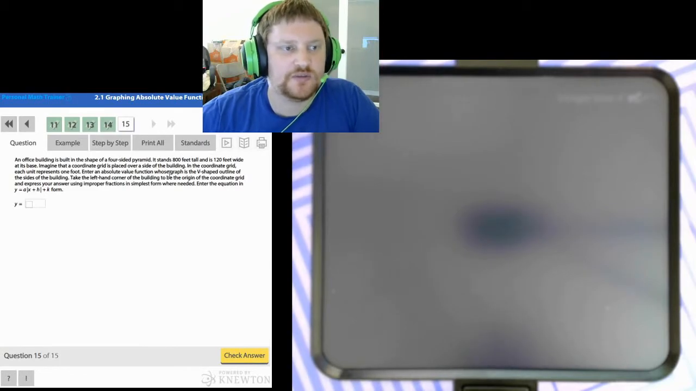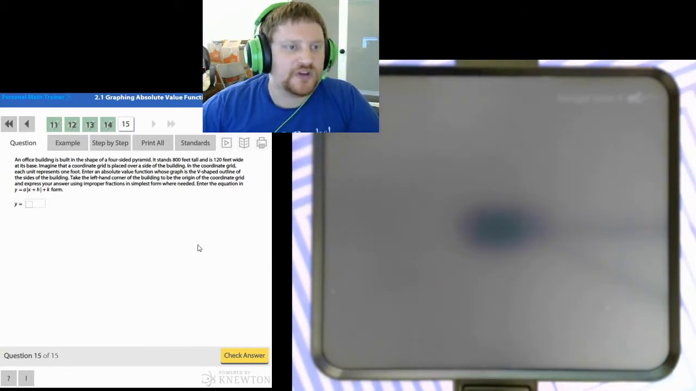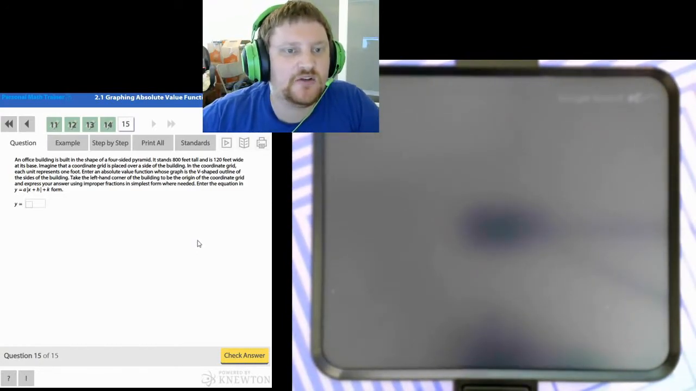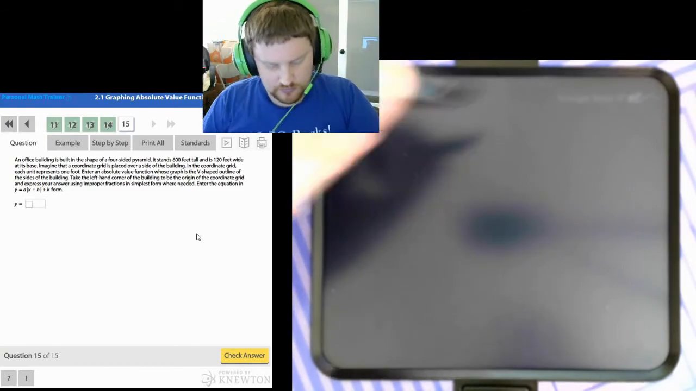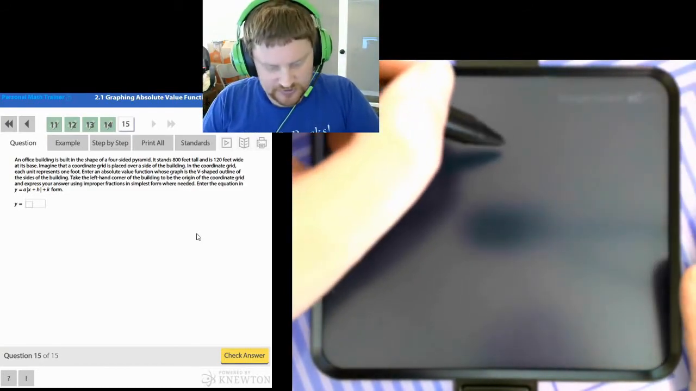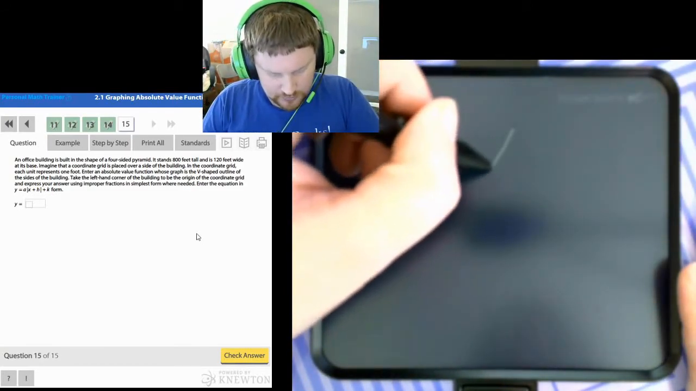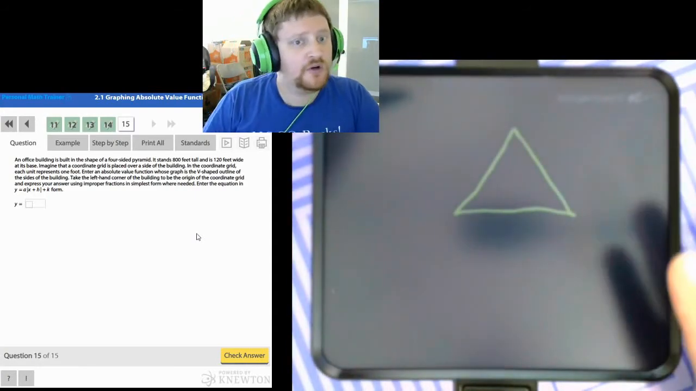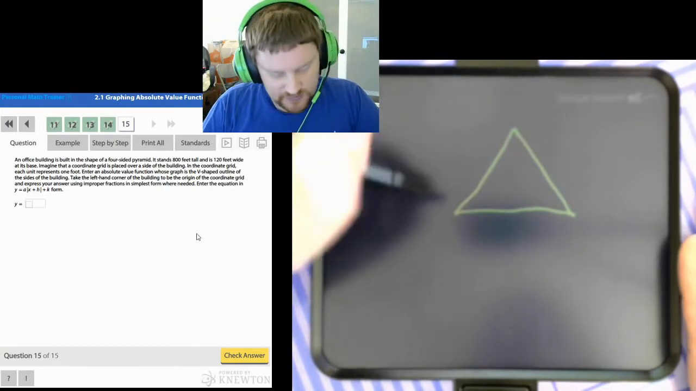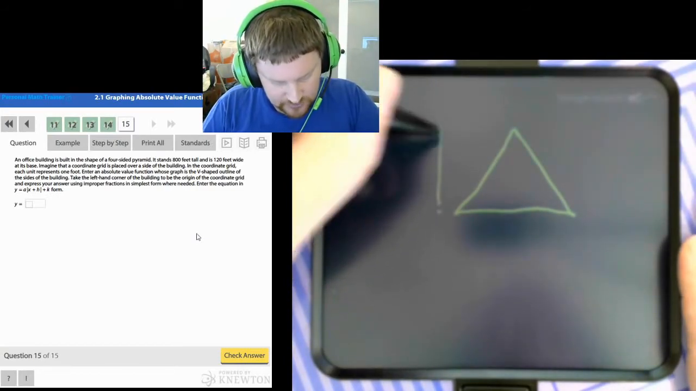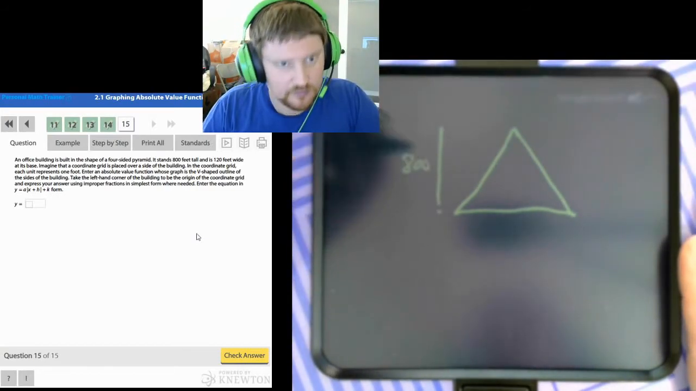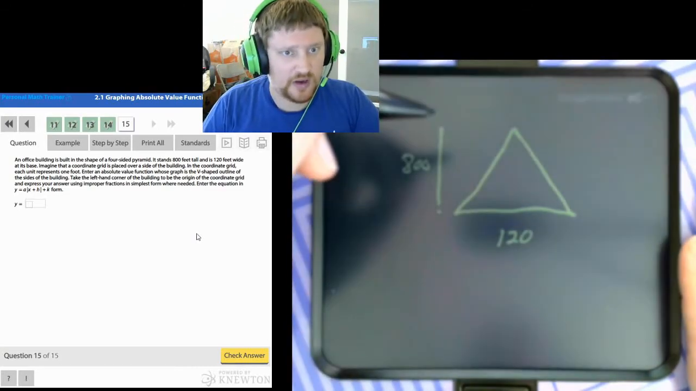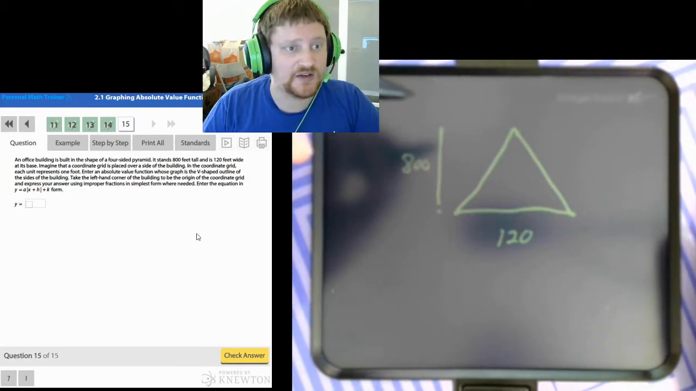Alright, last question. An office building is built in the shape of a 4-sided pyramid. It stands 800 feet tall. Okay, so a 4-sided pyramid, which means one side is going to look like a triangle. It stands 800 feet tall, so its height is 800, and 120 feet wide at its base.